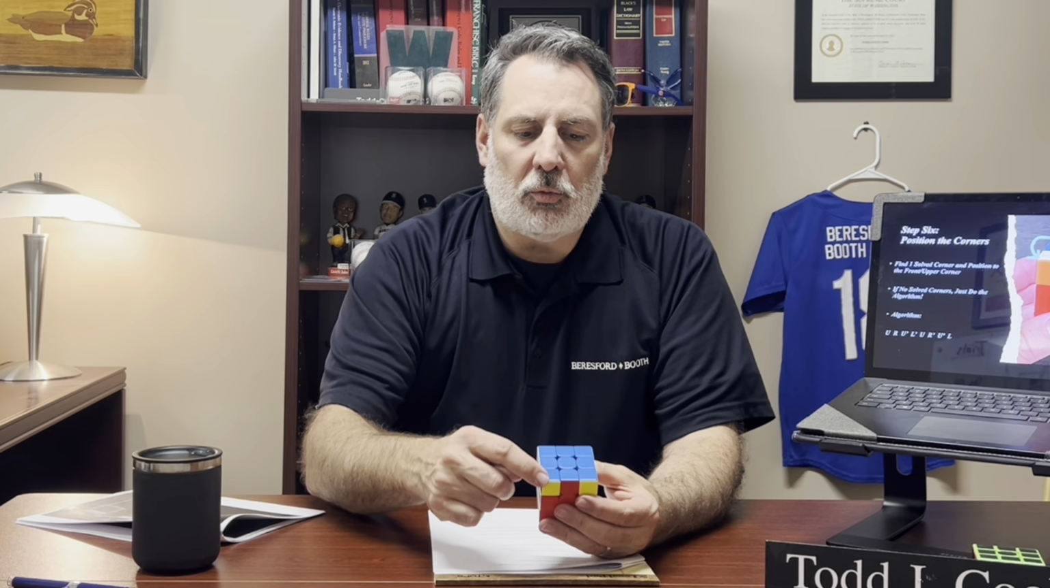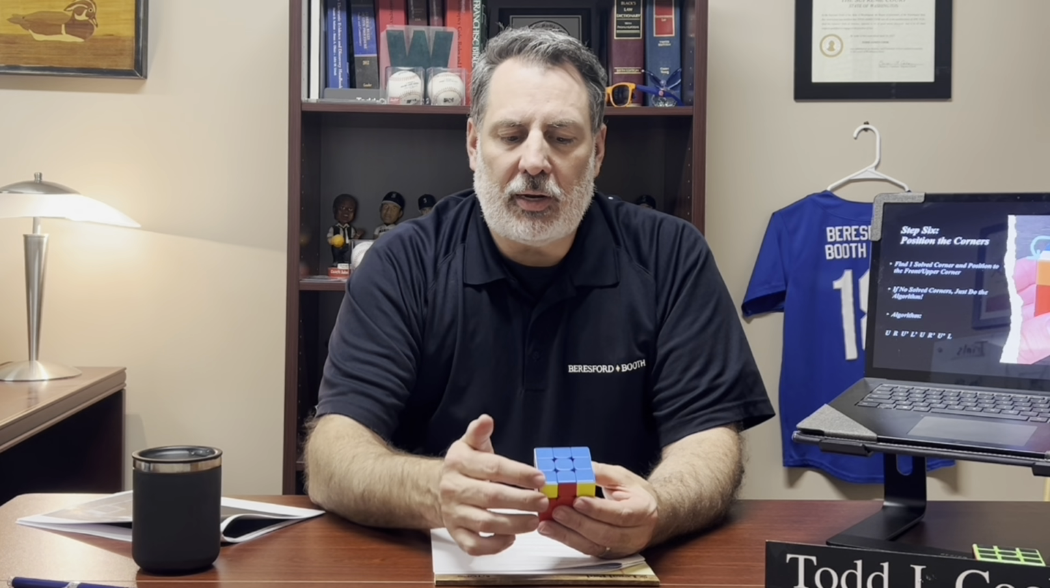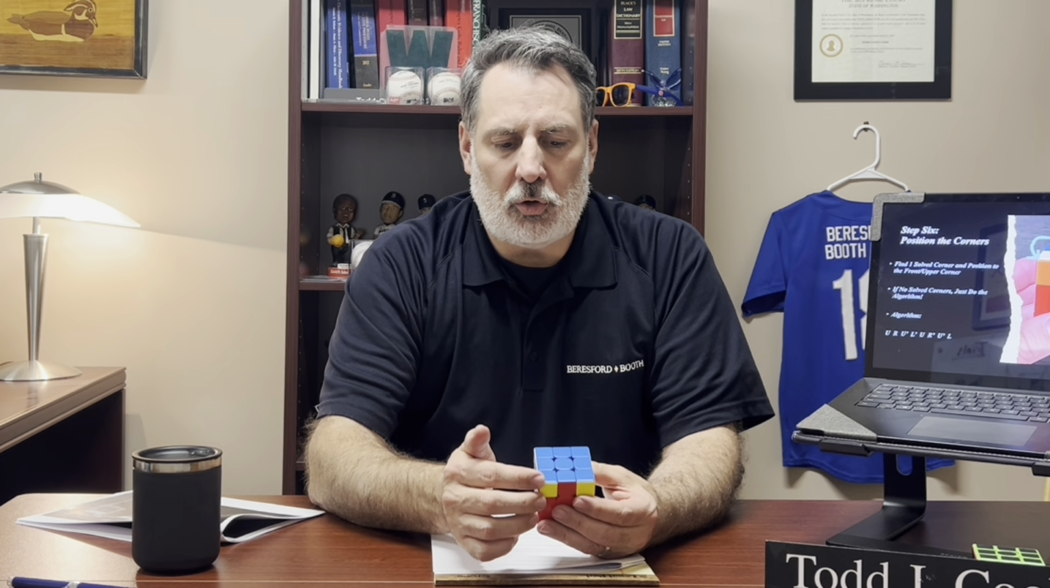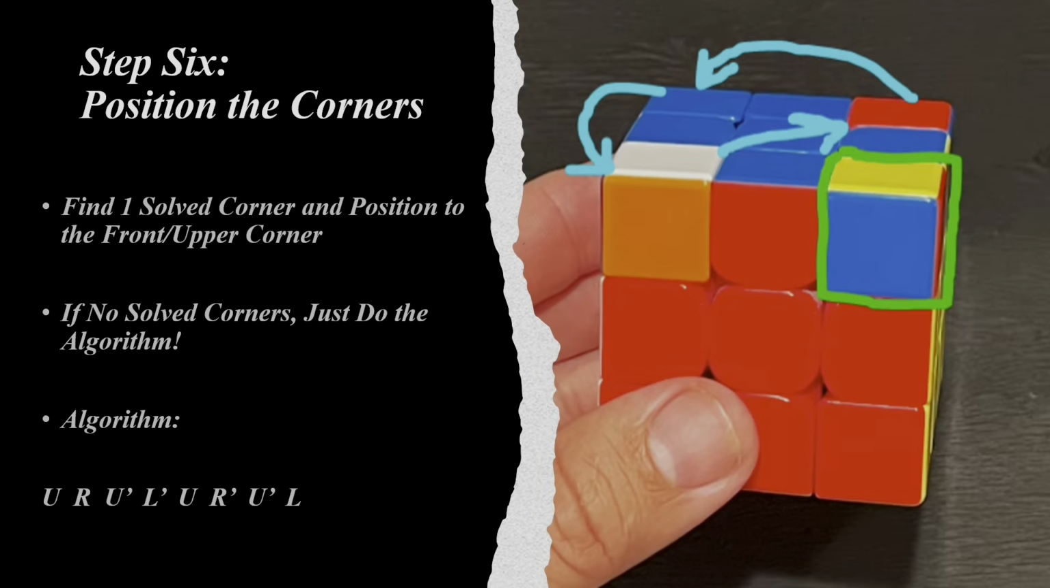We're then going to do an algorithm that will make each of the incorrectly placed blue corner pieces each move 1 space in a counterclockwise direction. The algorithm that we're going to do is U, R, U prime, L prime, U, R prime, U prime, L.